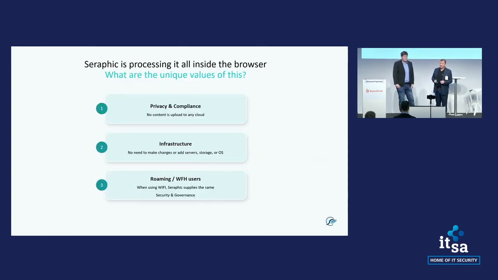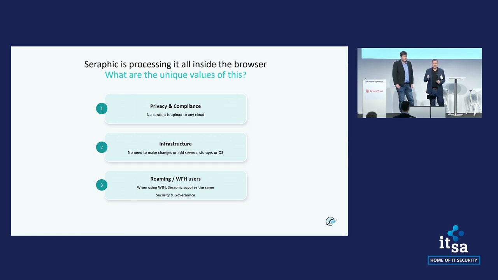One of the main unique value propositions with Seraphic is that we are processing everything internally inside your browsers. Now, three main values for that. First, no content will be uploaded from your browser to the internet. We are processing everything internally, much safer that way. Second thing, you don't need to change your infrastructure. You don't need to allocate to Seraphic any additional servers or operating system or anything of that sort. And more important, from the end user perspective, this is completely seamless and frictionless.